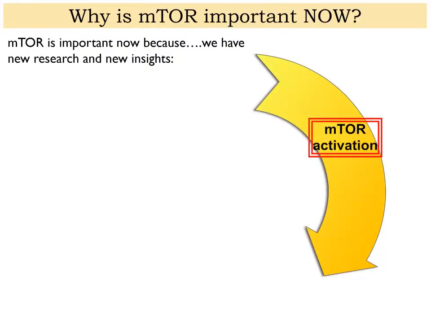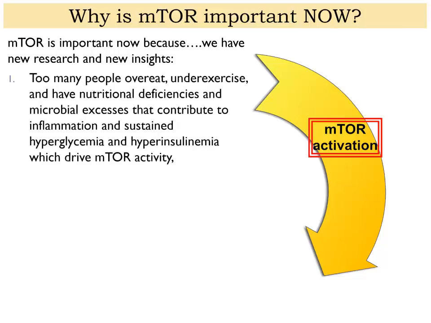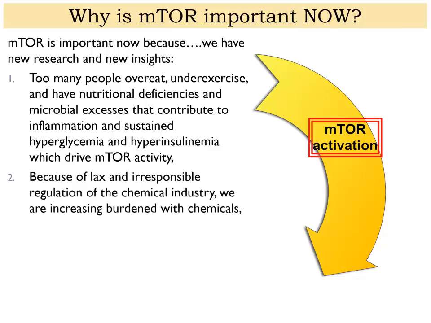So why is mTOR important now? As usual, just like with mitochondria a few years ago, mTOR has become important to us now because we have new research and new insights. We also know that, of course, many people overeat, underexercise, and have nutritional deficiencies and microbial excesses. All of these contribute to inflammation and sustained hyperglycemia and hyperinsulinemia, and all of that together drives mTOR activity. So as our phenotype changes with more obesity, more hyperglycemia, more hyperinsulinemia, we're going to see more mTOR-related diseases.